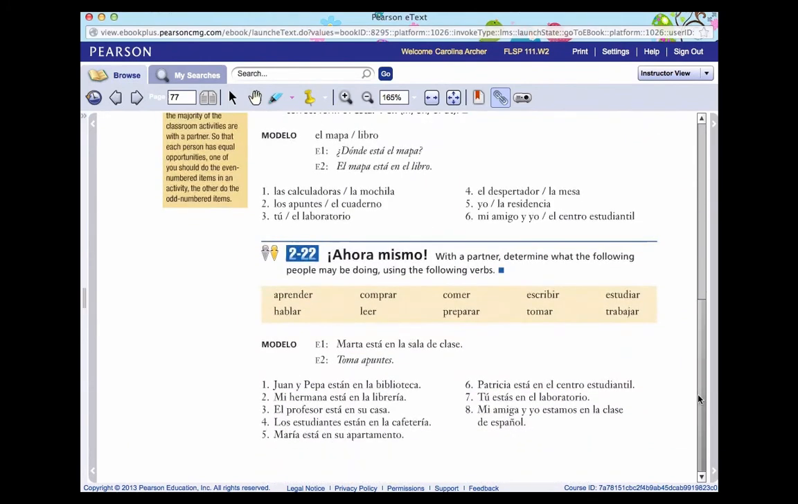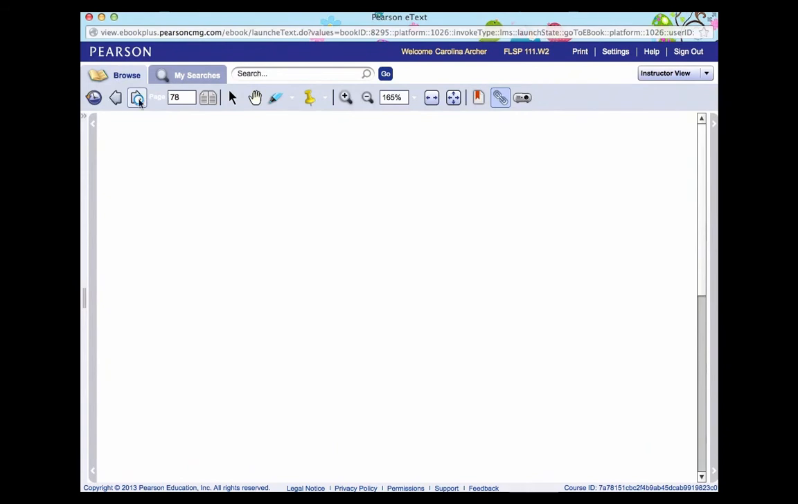And you have different activities in my Spanish lab. Review this section that talks about the verb estar and when it's used and how to conjugate it, and do the activities, okay?